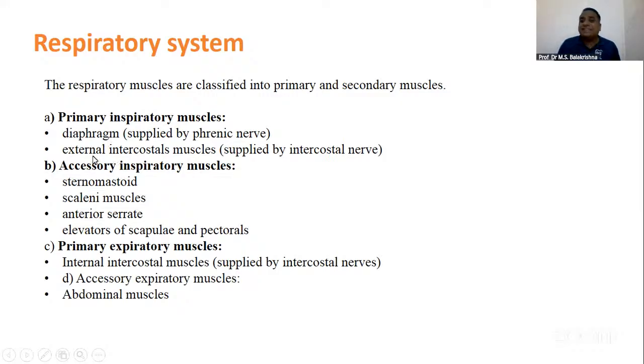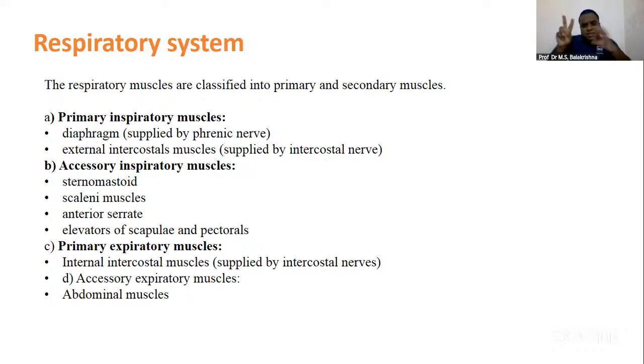And then the external intercostal muscle. These are very important. The diaphragm is supplied by the phrenic nerve and the external intercostal muscle is supplied by the intercostal nerve. So please do not forget this. Next, coming to the accessory inspiratory muscles, these are supplementary muscles which will help. They are not the major muscles which do the inspiration. The major muscles are the diaphragm and the external intercostal muscle.